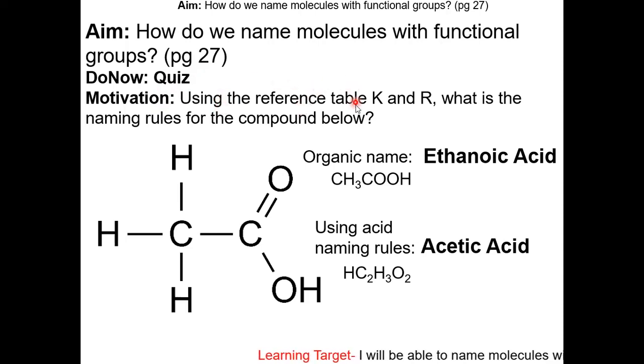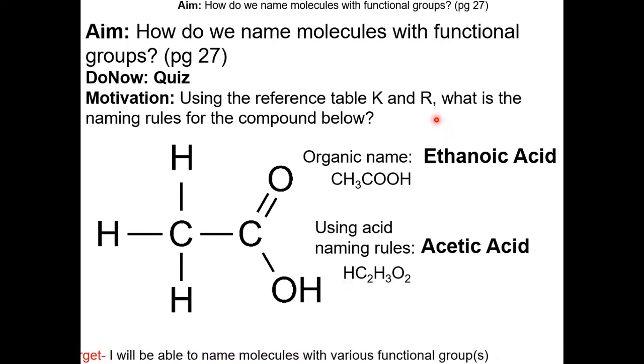Motivation: using Reference Tables K and R, what are the naming rules for the compound below? On Table K, this molecule has two names, ethanoic acid and acetic acid. Ethanoic acid is the organic name. Acetic acid comes from the acid naming rules. Even the chemical formulas are written differently to highlight different features. This one highlights the fact that this compound has an organic acid functional group. This chemical formula highlights the fact that only one hydrogen ion can be donated.